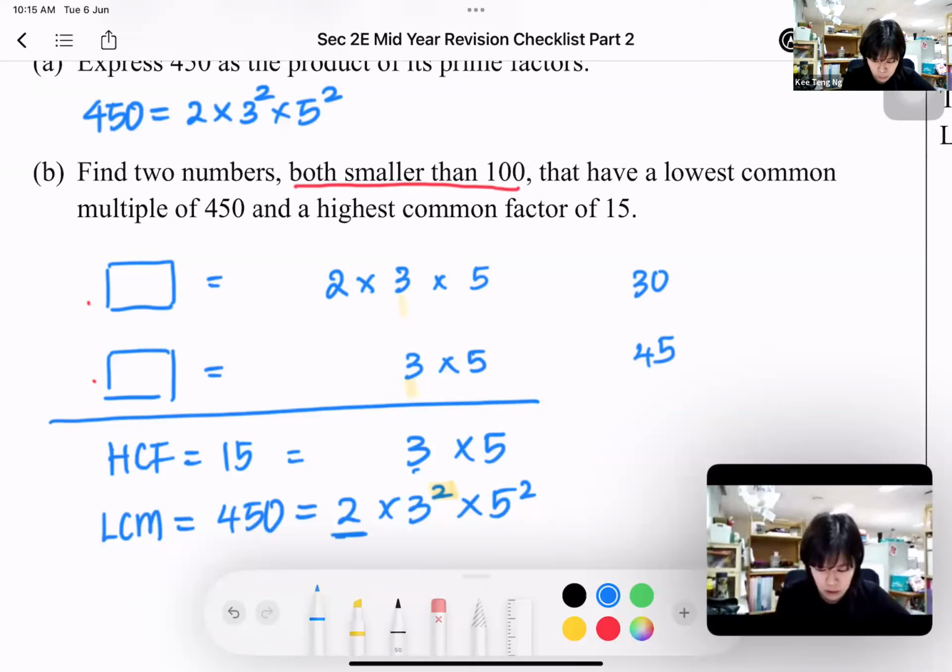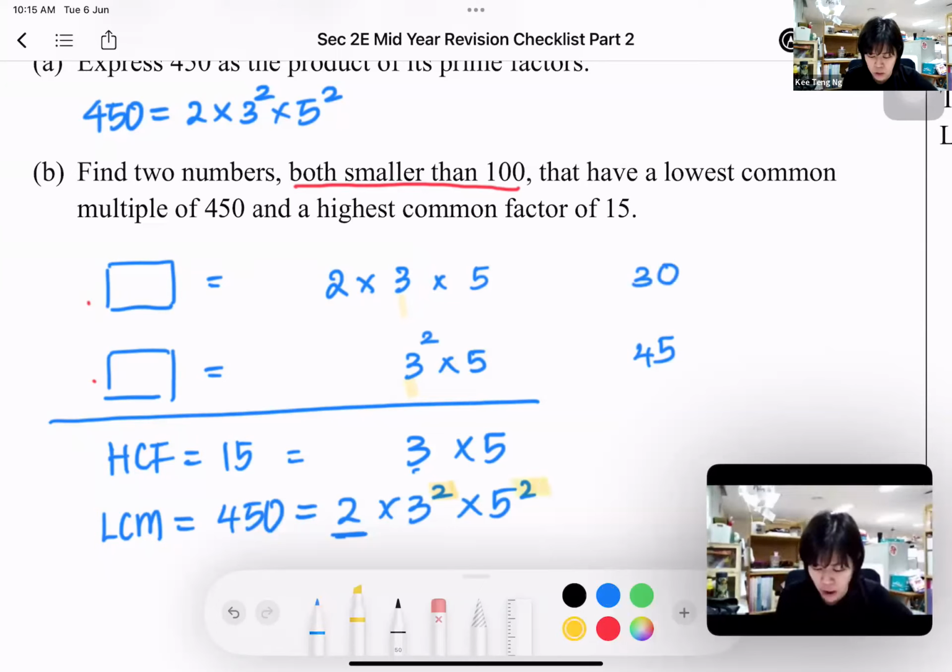Let me check. If I put my 3 square over here, 2 times 3 square times 5, this number becomes 90. Okay, it still works, huh? Oh, it can still work, okay? So I'm not sure which it is. Since we said already this one is 3 square, we should try to keep this. Next one, let's try the other number.